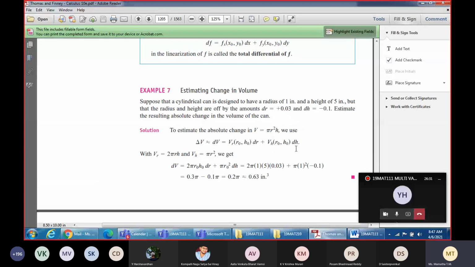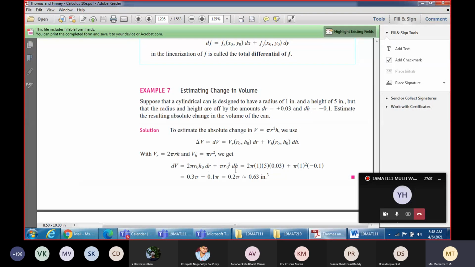So V is equal to πr²h. What will be the partial derivative of V with respect to r? 2πrh, correct? Next, ∂V/∂h, that is the partial derivative of V with respect to h, will be what? πr². So we substitute: dV is equal to 2πrh into dr plus πr² dh.